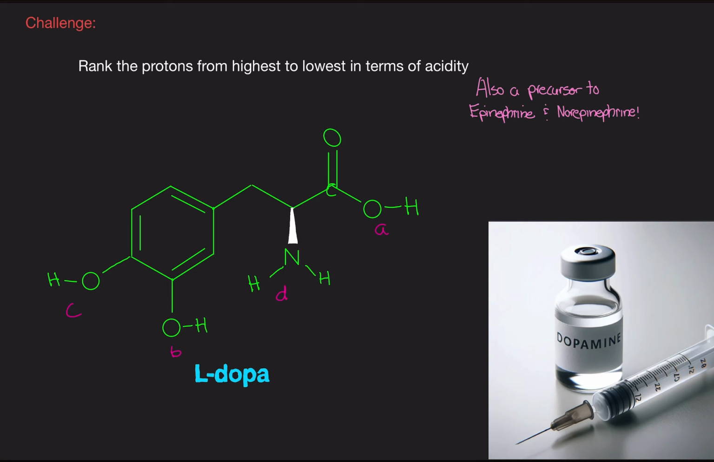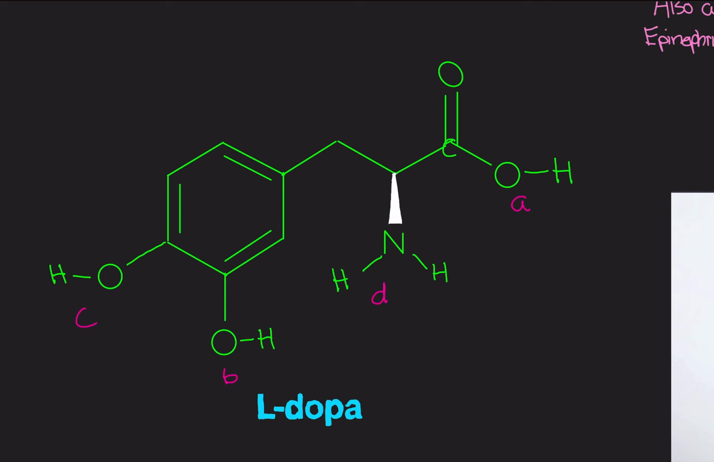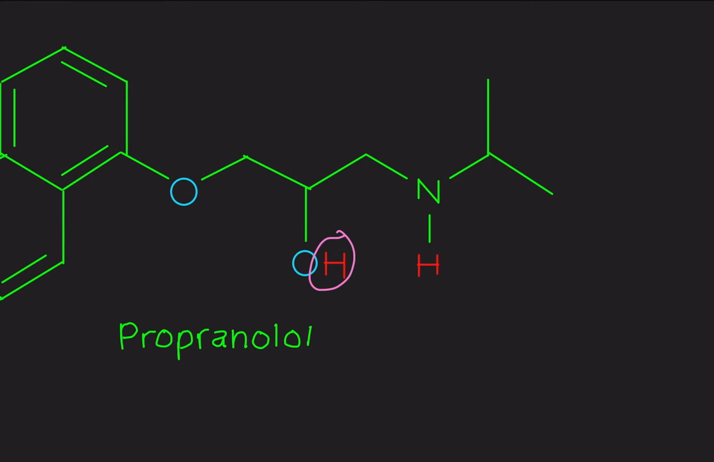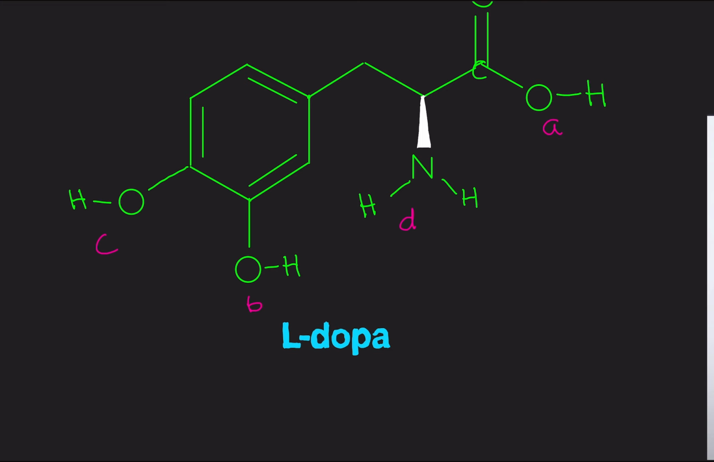Rank the protons from highest to lowest in terms of acidity. So we have A, B, C, and D. Let's start with the lowest. Here, we have a hydrogen bonded to an oxygen, a hydrogen bonded to an oxygen, a hydrogen bonded to an oxygen, and a hydrogen bonded to a nitrogen. Exactly like last slide, I mentioned that the oxygen is more electronegative compared to the nitrogen. Since nitrogen is less electronegative than oxygen and the hydrogens are bonded to nitrogen, D is the least acidic.